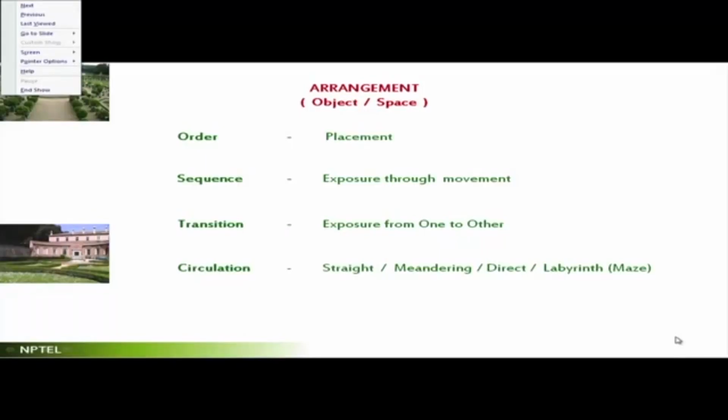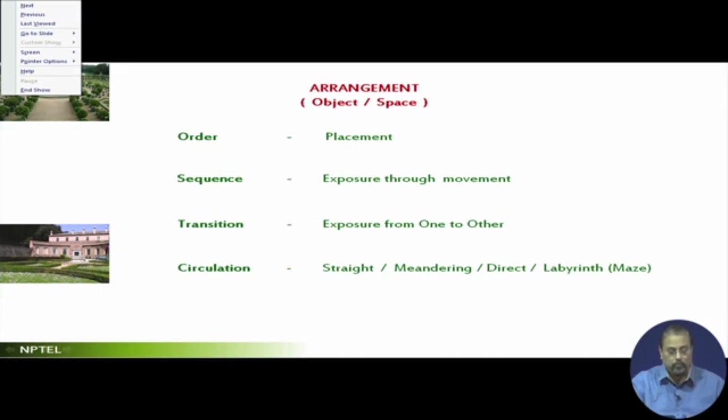In the last class, you remember, I had given a small assignment to you to work out yourself a scheme with order, sequence, transition and circulation. I hope you have covered that and you have understood this. I will just highlight a few more things which will add value to it. Then I'll switch to the next level of discussions.